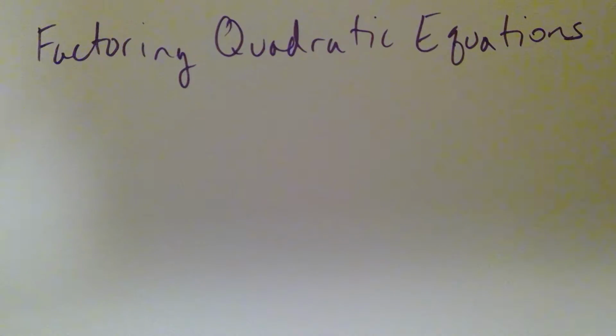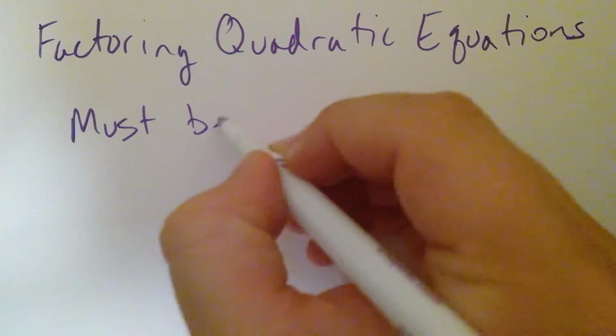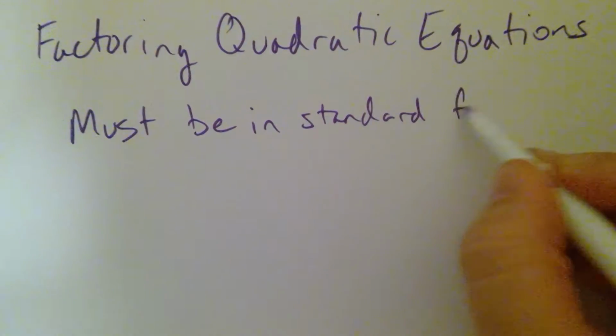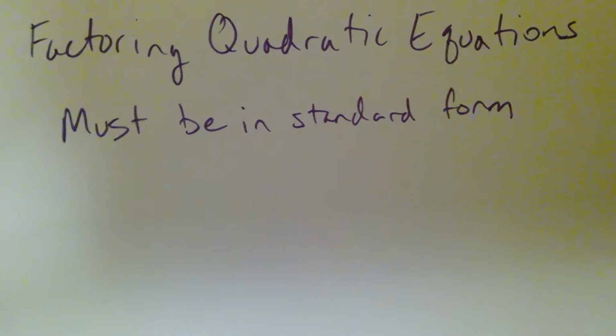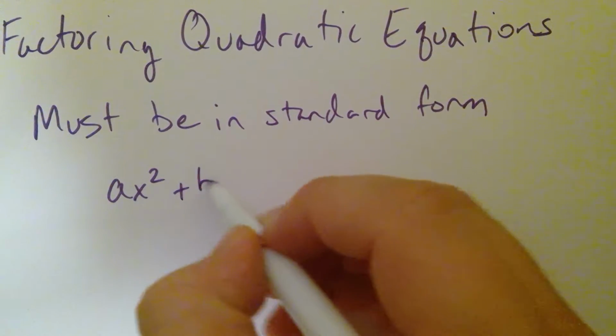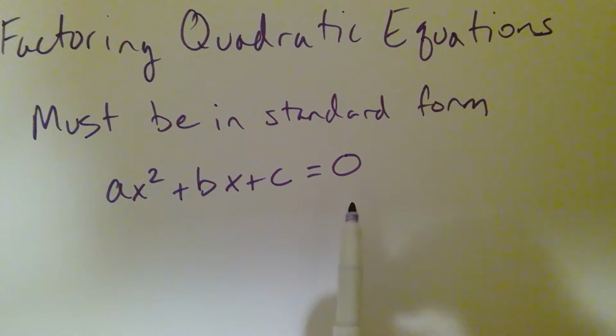Now, in order to factor, we must be in standard form. If we recall, standard form is ax squared plus bx plus c equals 0. We need it to equal 0 because we're trying to find zeros. Trying to draw those connections there.